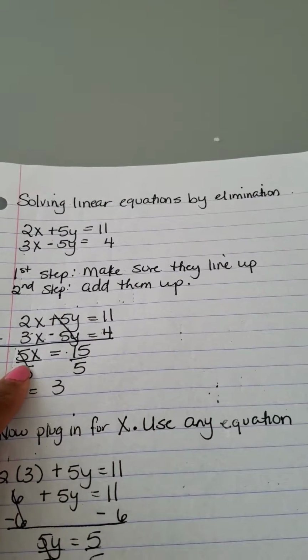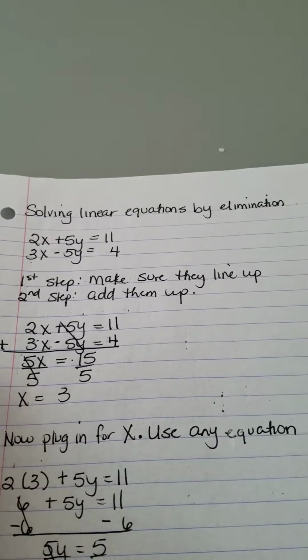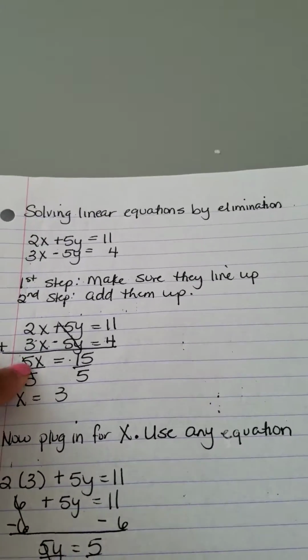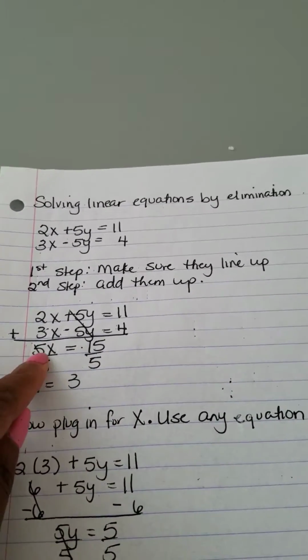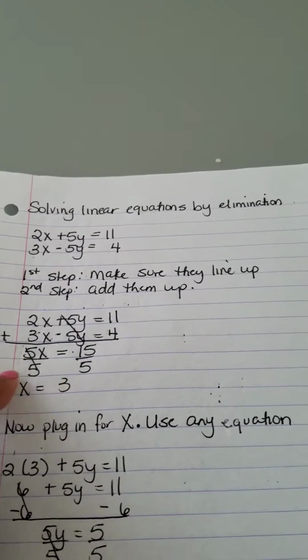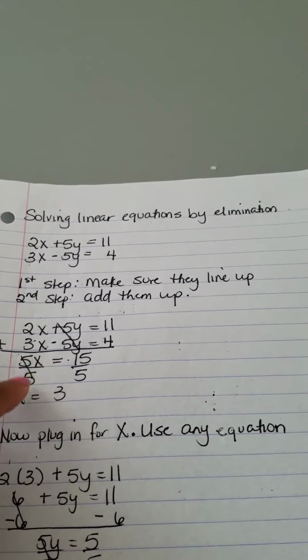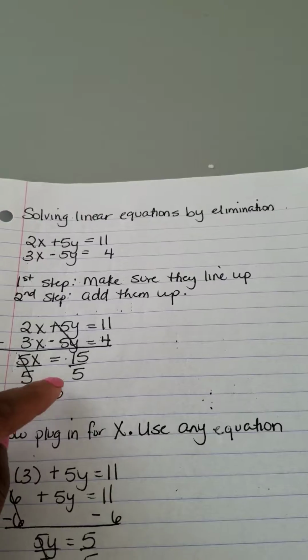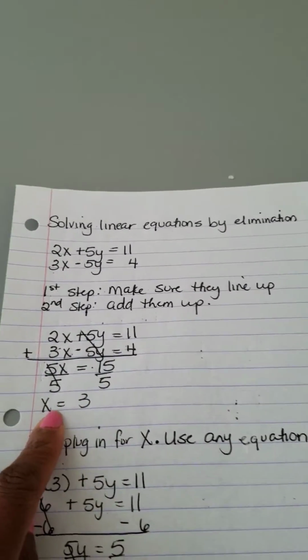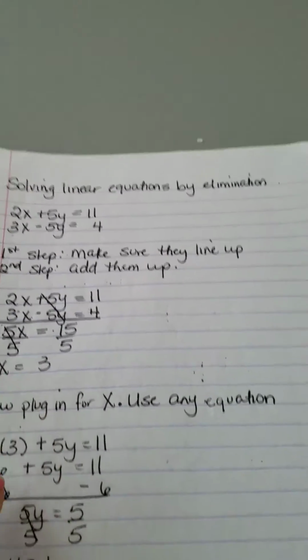So now we're going to get x by itself, so we cancel out the 5's on both sides. 5x equals 15, and 15 divided by 5 gives me 3. And this is how I get x equals 3.